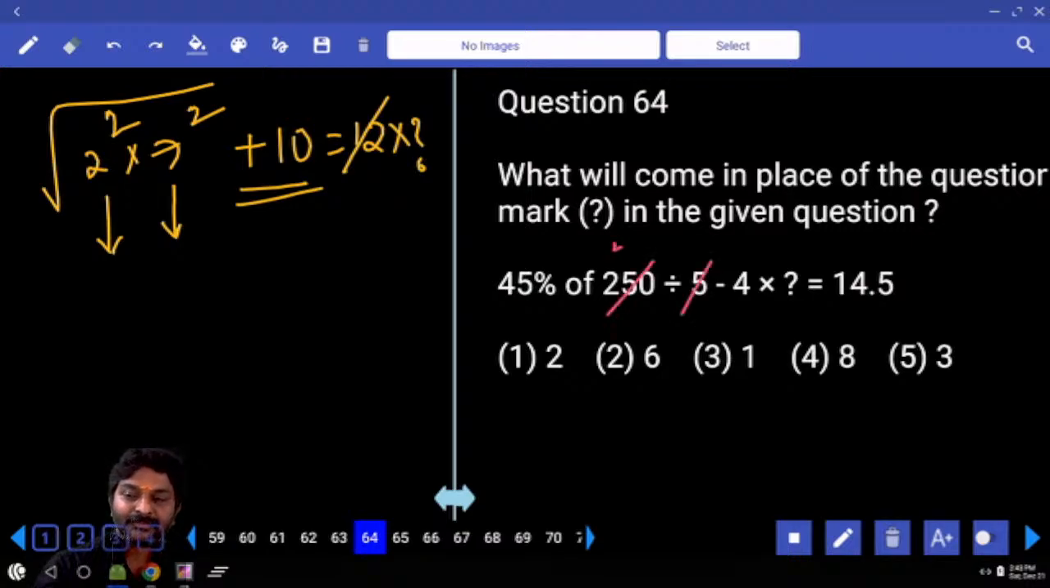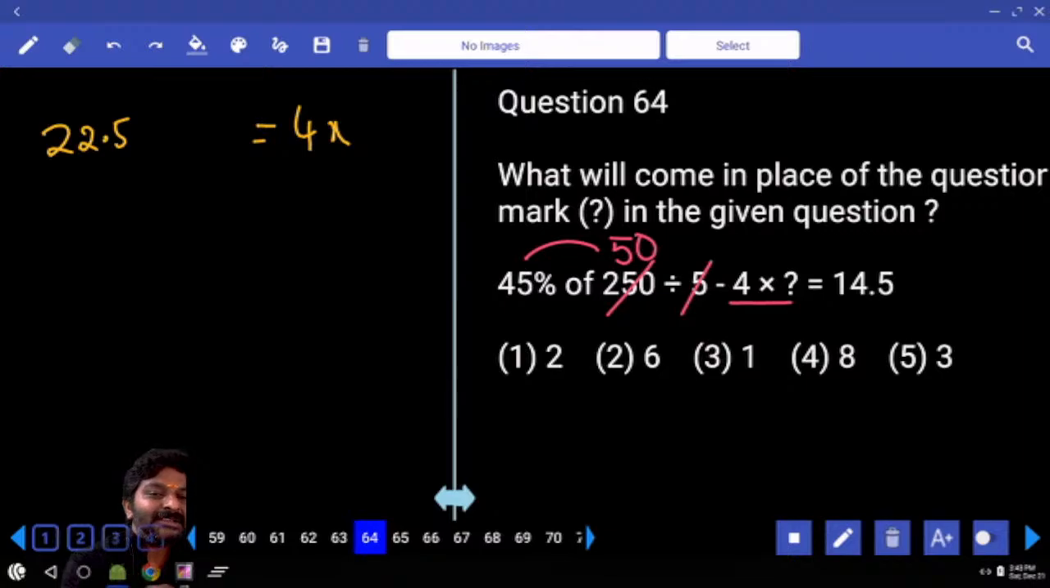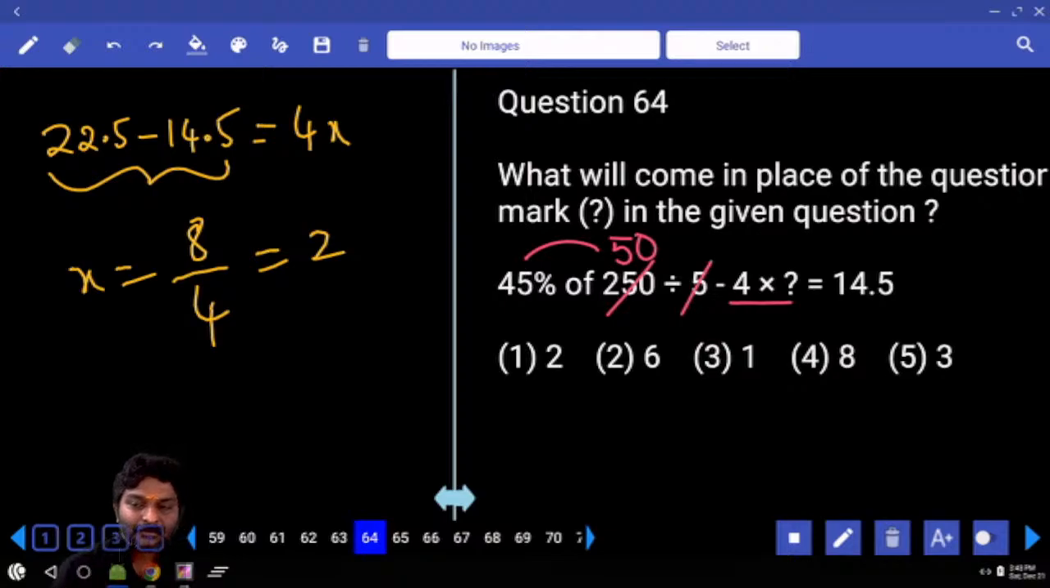5 how many times is to 50? 45% of 50 or 50% of 45. How much? 22 minus 4x goes to the other side. Left hand side we already have 22.5. Right hand side 14.5 will come to left hand side, becomes minus 14.5. How much is this? Then x is equal to? Answer? Option?